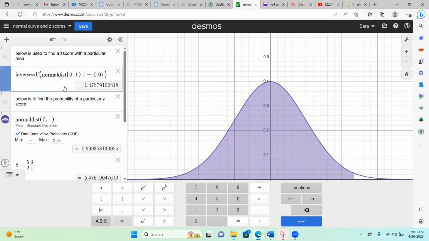Okay. Letter D says find Z. So we're finding Z again, such that the area to the left of it is 0.23. So let's go back and look at a picture again.